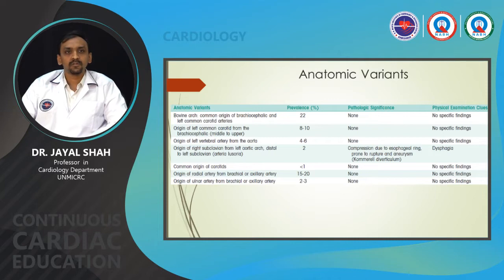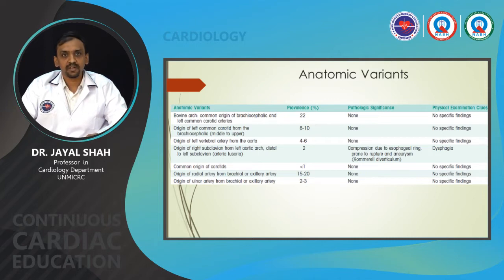These are the different anatomic variants of the aortic arch and subclavian artery. The most common one is the bovine arch, which is the common origin of the brachiocephalic and the left common carotid artery, having no pathologic significance. Other important variants are origin of the left common carotid artery from the brachiocephalic artery, or origin of the left vertebral artery from the aorta.